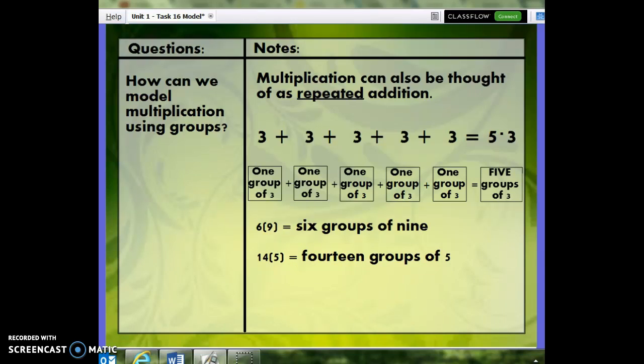You always read from left to right. So the first number will tell you the number of groups, and the second number will tell you how much is in each group. For example, up here, each group contained 3, and there were 5 of them. In this case, if I were to draw it out, there would be 14 groups, and each group would contain 5.